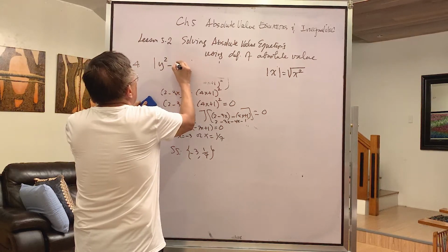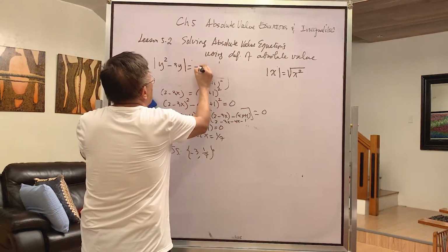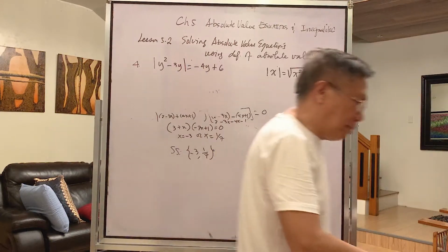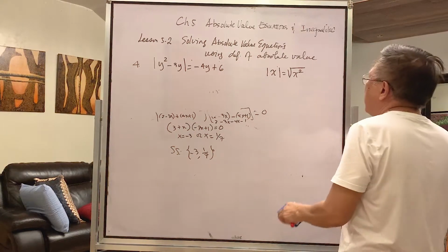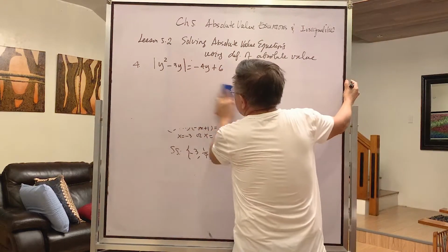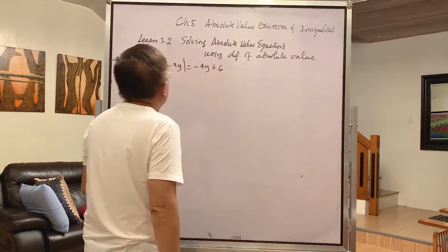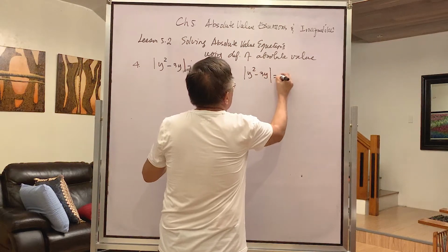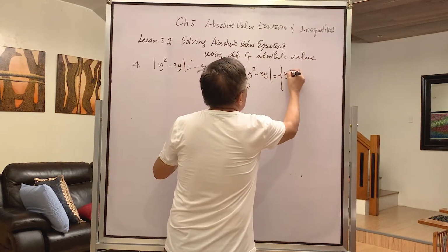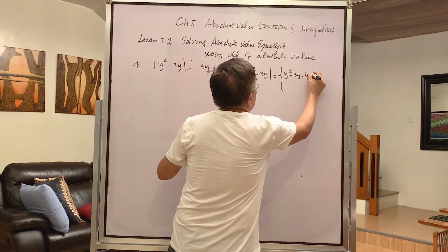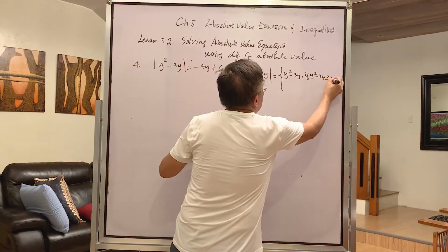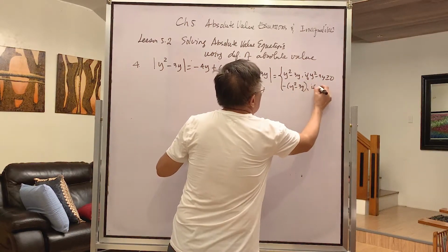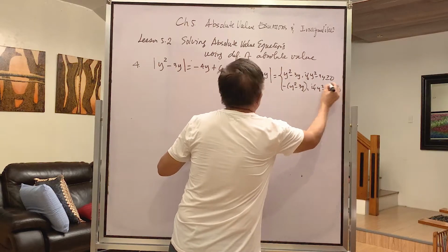Absolute value of y squared minus 3y equals minus 4y plus 6. Okay. Now, again, we will redefine this. Y squared minus 3y can be this number itself if this number is positive or 0, or the negative of itself if this same number here is less than 0.